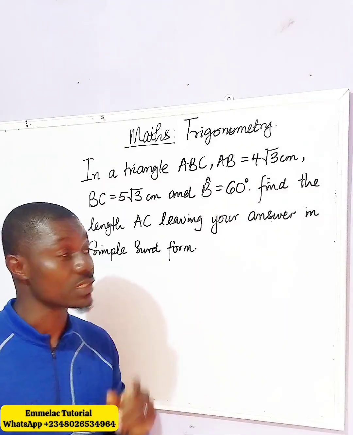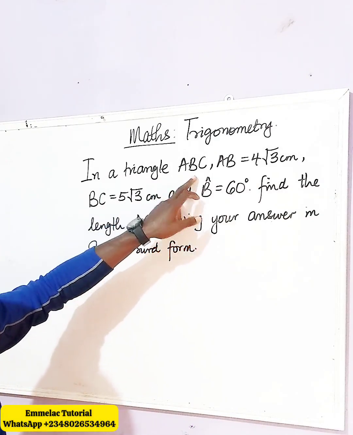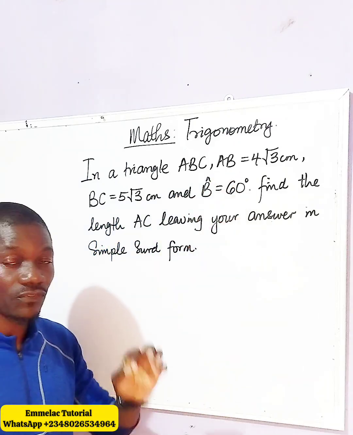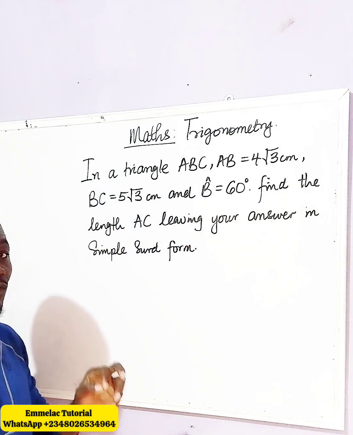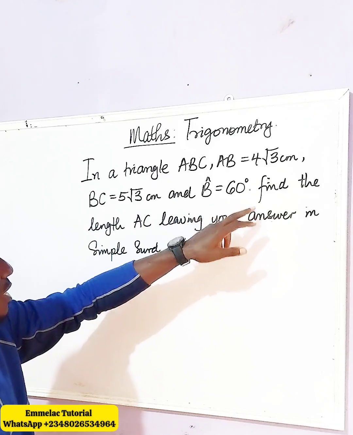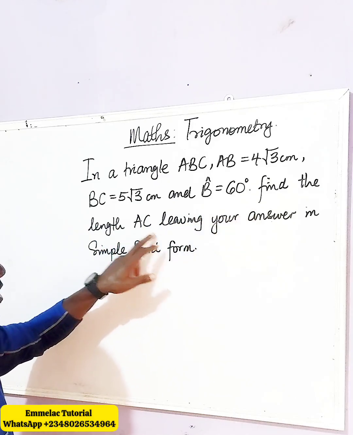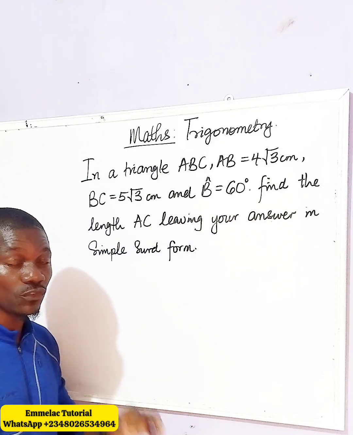Now before us is this trigonometry question, and it reads that in a triangle ABC, AB is 4 root 3 centimeter and BC is 5 root 3 centimeter and angle B equals 60 degree. Now find the length AC, leaving your answer in simple surd form.